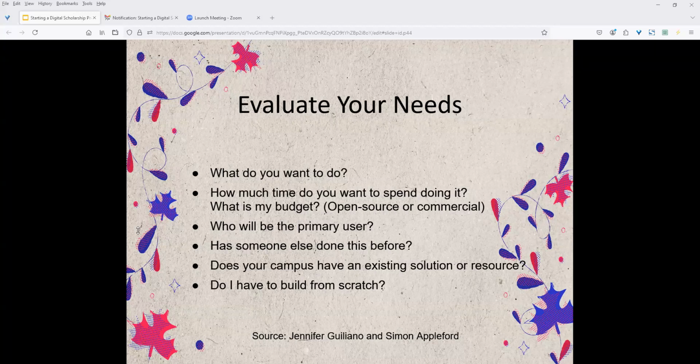Does your campus have an existing solution or resource? That's always a good question to ask. Every institution is different, so it's worth making a few phone calls and seeing what's available. And you always have to ask the question, do I have to build from scratch? Because if you have to, it's going to impact your whole workflow. So something to consider.